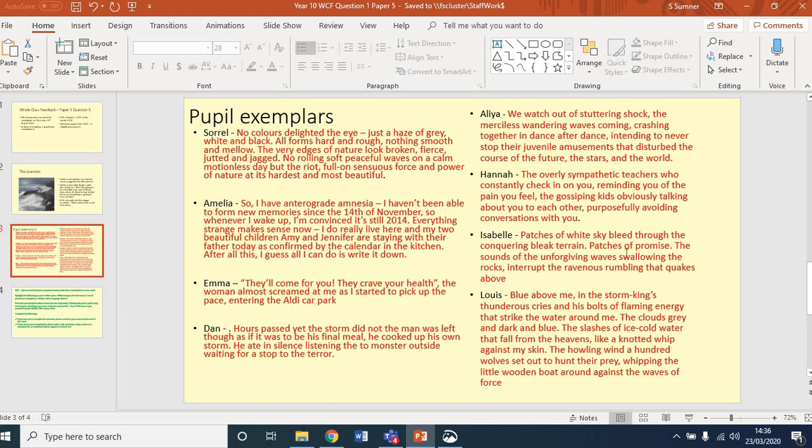Look at the way the metaphorical imagery is continued: swallowing goes into ravenous, rumbling that develops into quakes. These sounds now become more specific, rumbling and quakes. It's beautifully constructed writing throughout and really, really impressive. So those were very strong things in those pieces of writing.